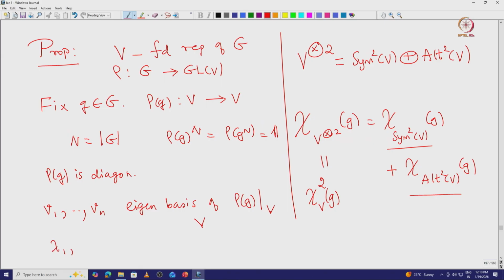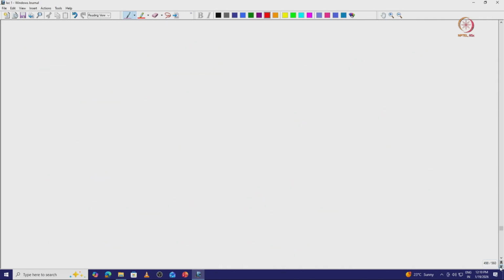With the respective eigenvalues we denote them by lambda 1 etc. lambda n. These are the eigenvalues corresponding to the eigenvectors v1 etc. vn, and they are of course counted with multiplicity.